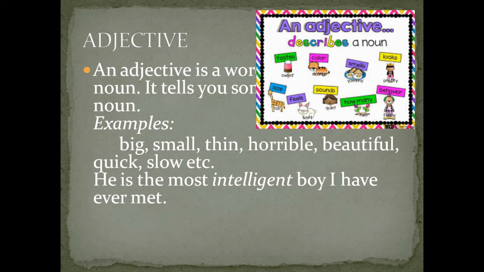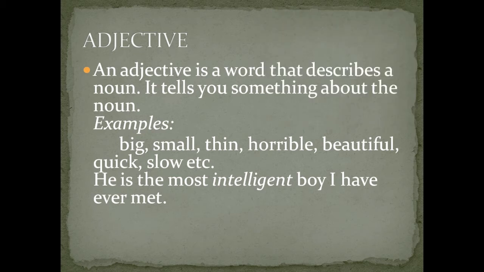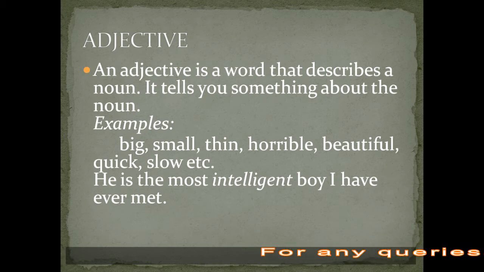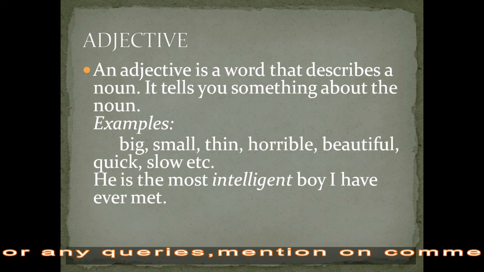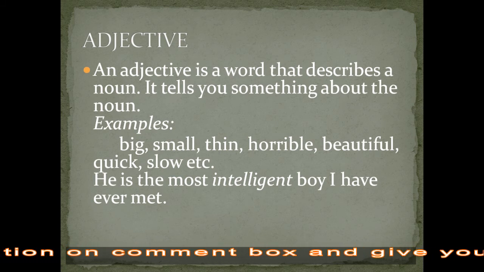It may be a number, a size, or beautiful, adorning items. If you want to explain, you can use adjectives. For examples: big, small, thin, horrible, beautiful, quick, slow, etc. Then we will move on to the sentence: he is the most intelligent boy I have ever met. Simply, you will be saying in your classroom also, ma'am, that boy is very tall, so I could not see. As you explain like that, the adjective has been used for that purpose.